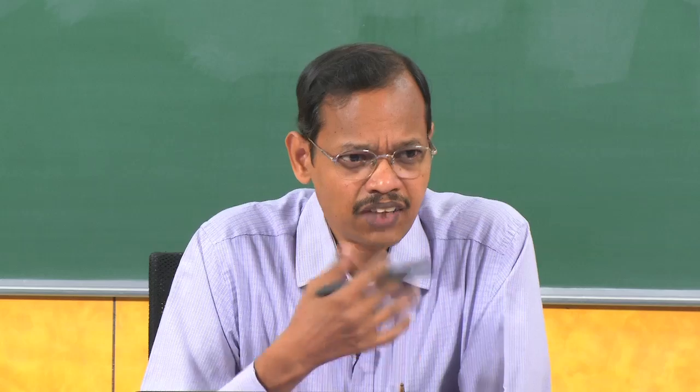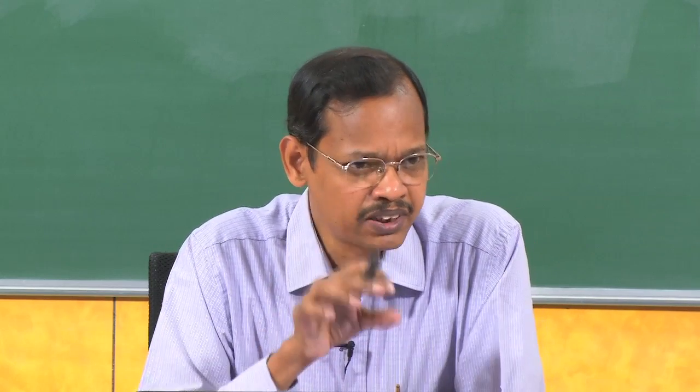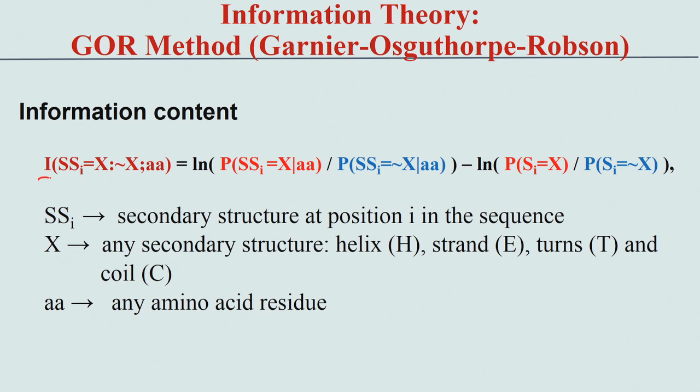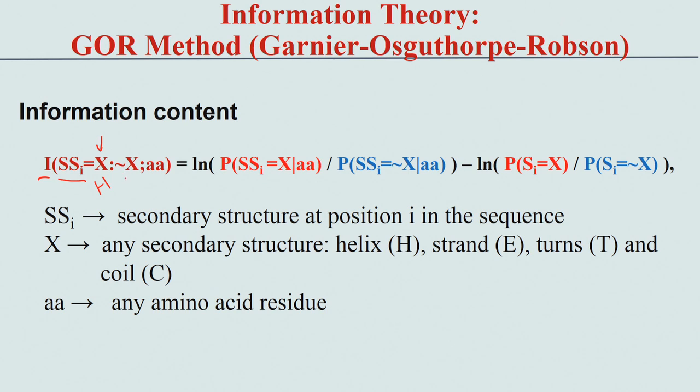How did they derive the information? They developed a formula to obtain the information content. For example, I is the information content for any secondary structure and any particular residue. So, here you can see any residue, and this X can be any secondary structure, for example, helix. So, it is the preference of that particular residue in helix over the same residue which is not in helix. This is the negation, the residues which are not in the particular secondary structure. So, how do we get this information?